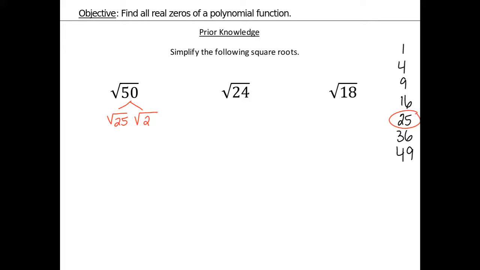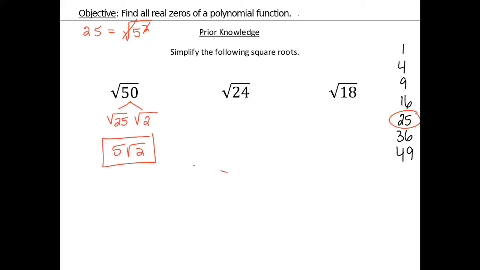And then I need to split that. So the 25 is the same thing as a 5 squared. So when I take the square root, it will cancel out the square. So it just becomes a 5 square root of 2. And then 2 is not a perfect square, and nothing on the list will go into 2. So that's your final answer.